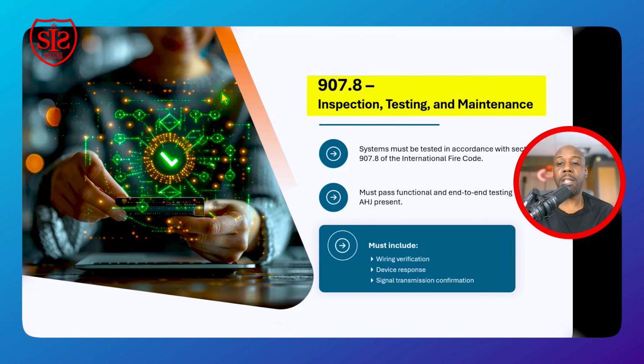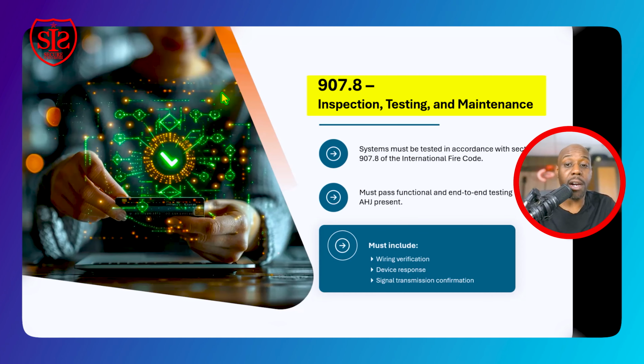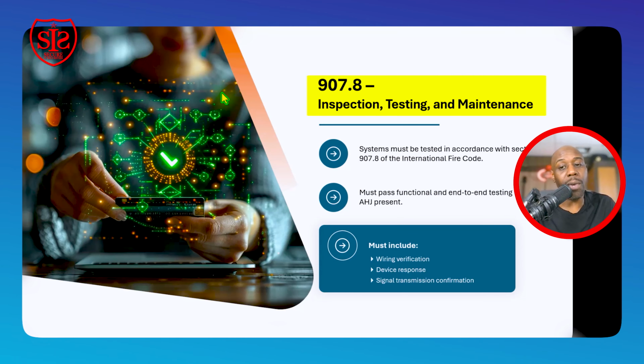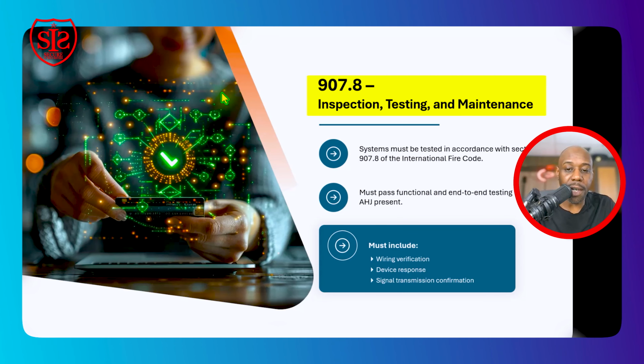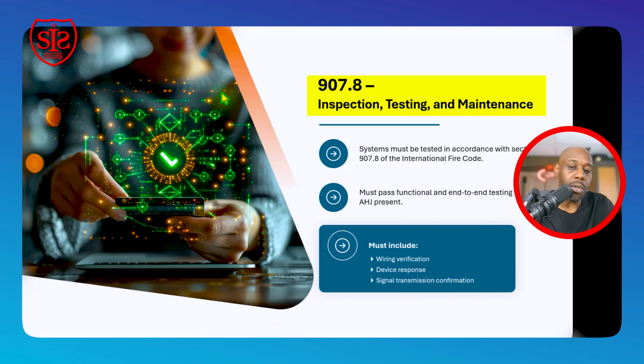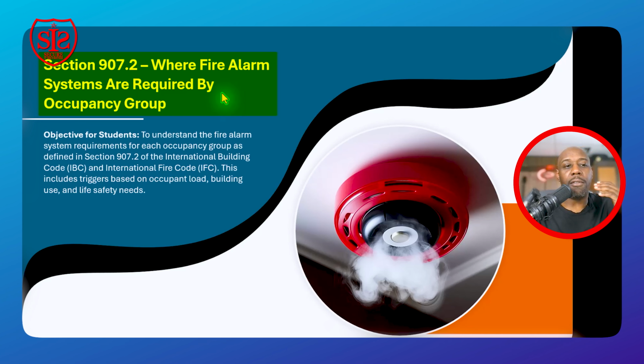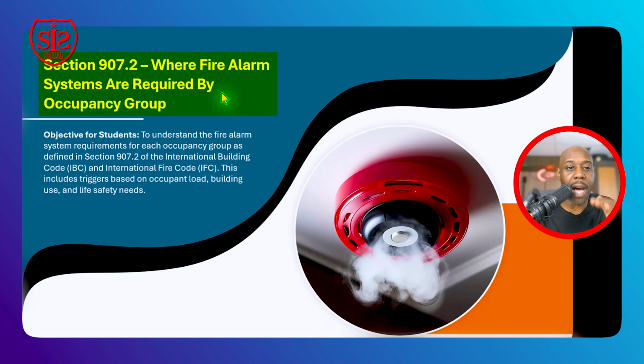Now, 907.8 talks about the inspection, testing, and maintenance of the fire alarm system. A fire alarm system must be tested in accordance with section 907.8 of the International Fire Code. It must pass the functional end-to-end testing when the AHJ is present. So your final fire alarm test after you install the system must be scheduled and tested by the fire department for them to give you the letter of recommendation. Section 907.2 talks about the fire alarm systems that are required by the occupancy group.